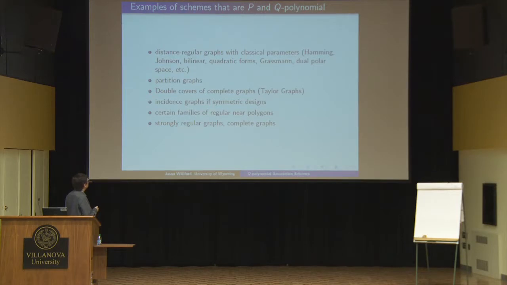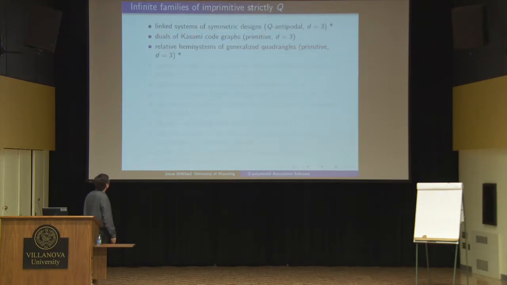Okay, so now I'm going to depart from things that are P polynomial and just focus on those that are Q, what's known. So here are infinite families of Q, but not P, polynomial association schemes. So the ones with an asterisk next to them, this indicates there's been recent activity of some sort.